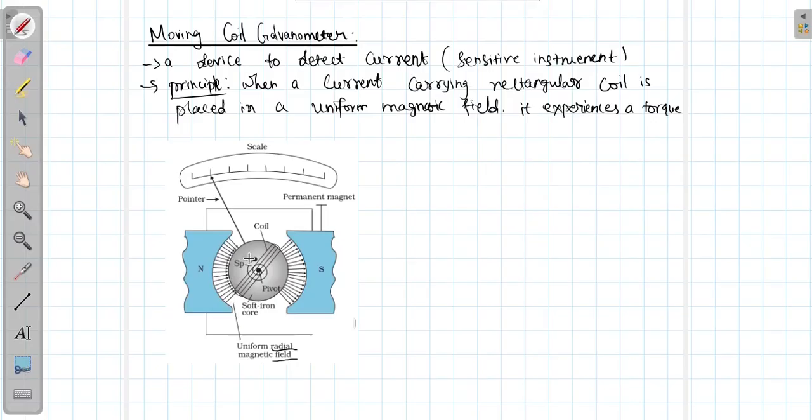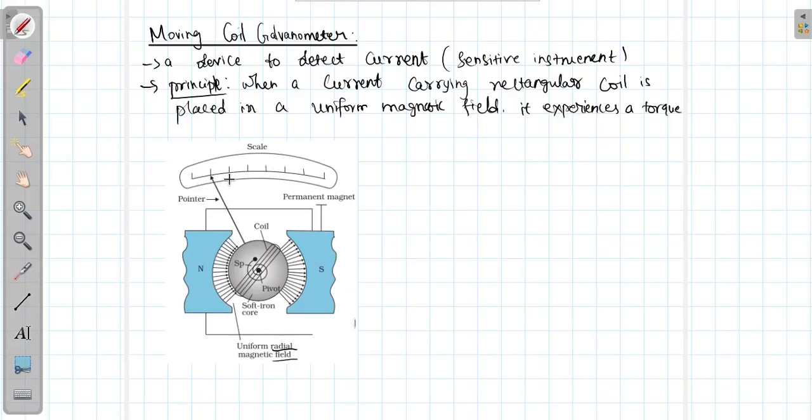And the pointer is connected to the coil. Whenever a current is flowing through the coil, it produces a torque. Therefore, the coil is turned. Along with the coil, the pointer is also moving. And we have a scale. The scale is calibrated for a small current passing through the galvanometer.